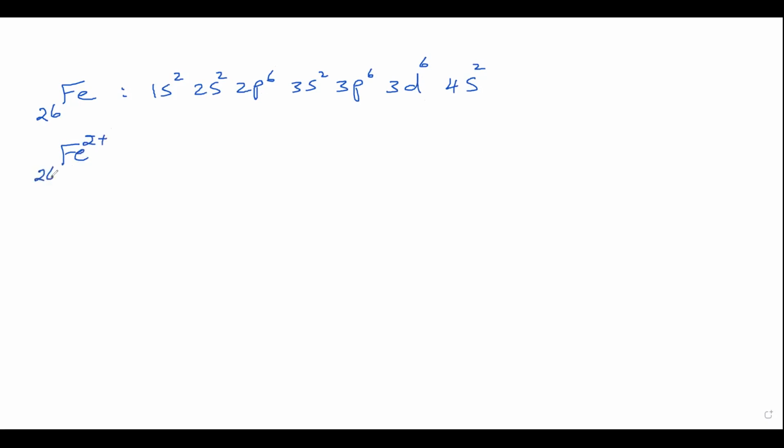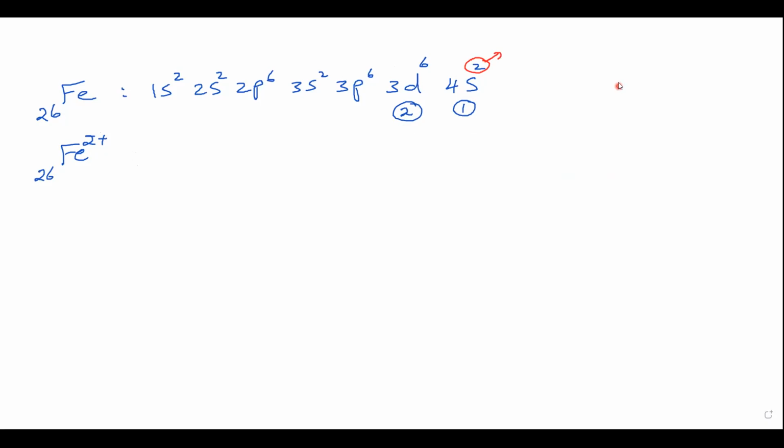When we want to write the electronic configuration of the positive ion of a D block element or a transition metal, since we filled the 4s first and then the 3d, also when removing the electrons, we are going to remove the electrons first from the 4s and then from the 3d if we want to. So to write the electronic configuration of iron plus 2, we are going to remove the 4s electrons.